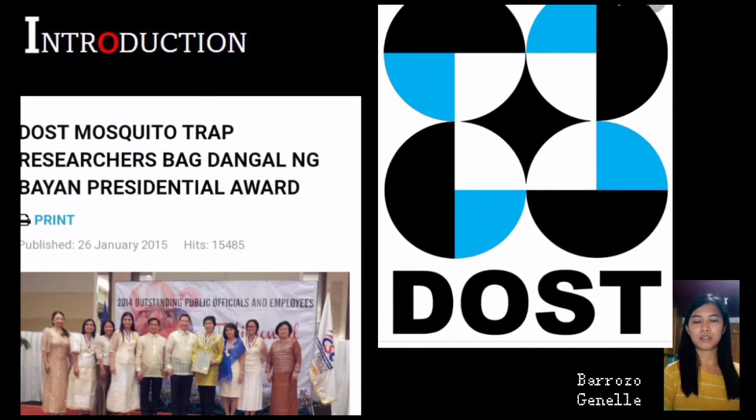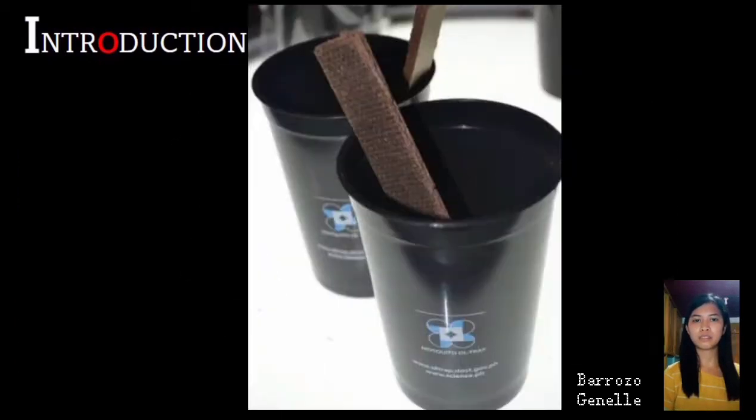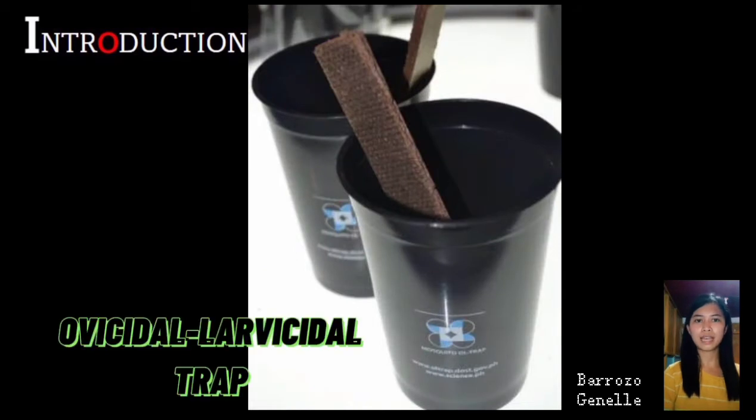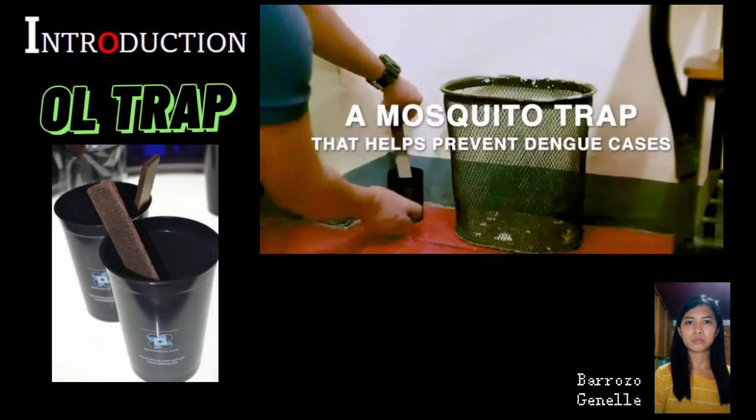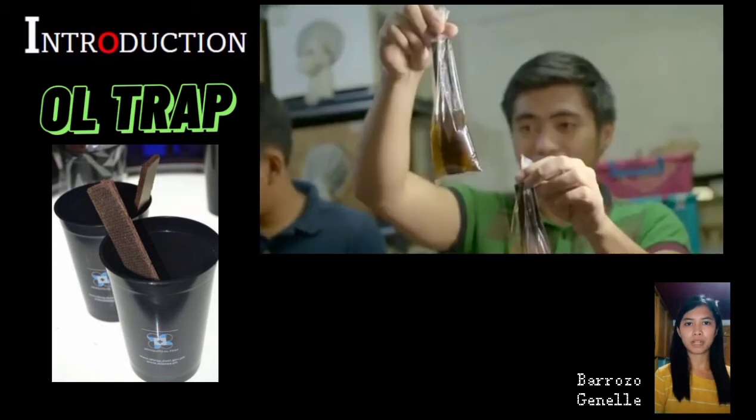In the past years, the Department of Science and Technology or DOST has come up with a solution to manage the spread of dengue using prevention kits called ovicidal larvicidal traps or simply OL traps. An OL trap, according to study, is a device used to control the Aedes mosquito population.